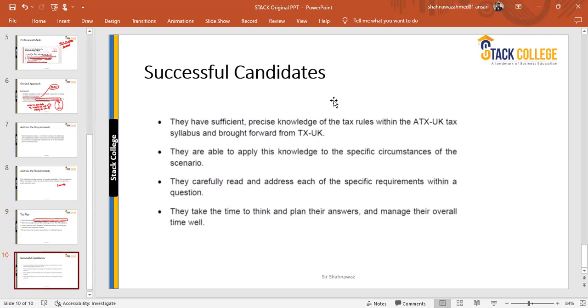And this is the extract of the examiner report on those students who have passed this exam successfully, and what characteristics they have that they passed this exam in the first attempt. This is the repetition of what I have discussed: they have precise knowledge of all the TX syllabus. They understand the requirement well. They have explained well. They have calculated well. They plan their answer and then they write. They do not write haphazardly. They write as per the requirement of the question.